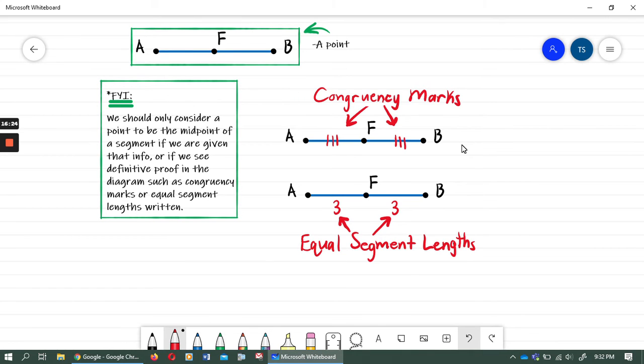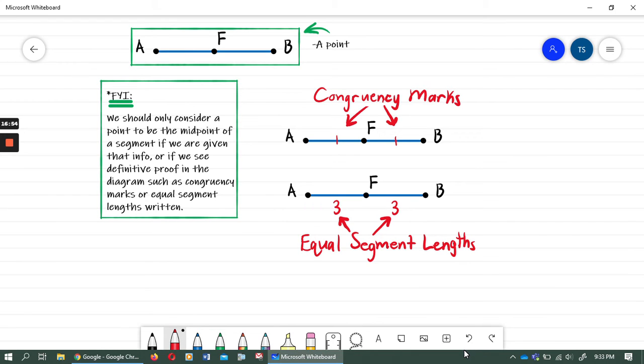Did you all see the difference between them? It could be four of them, as long as they match. Those are congruency marks telling you that those two segments are congruent to each other. It could be four tick marks matching in both, three, two, or just one tick mark that's matching in both segments.